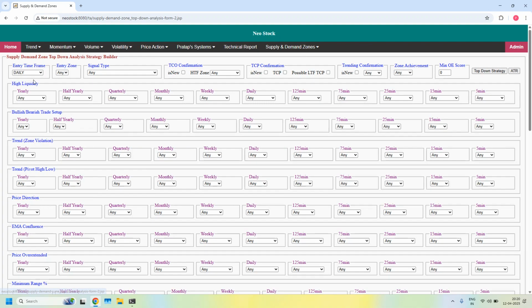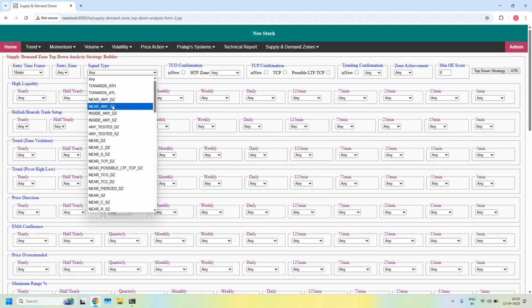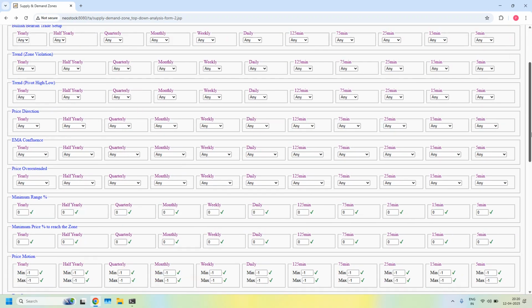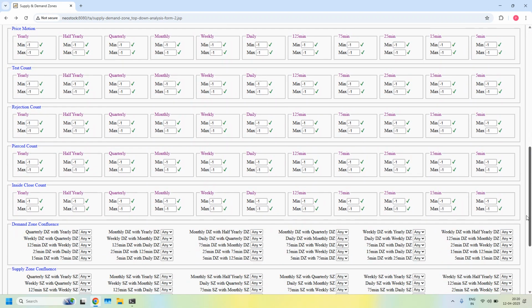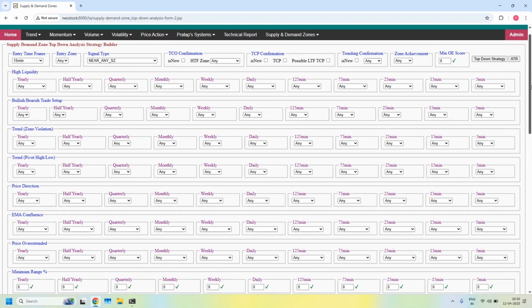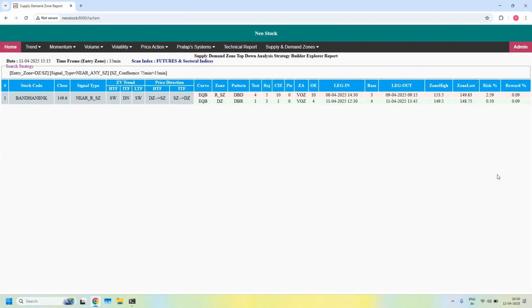Okay, next 15 minutes time frame. Stocks near 15 minutes supply zone. We got 2 stocks. Let us verify the zone confluence on these 2 stocks, that is 15 minutes and 75 minutes supply zone confluence. With this filter, out of 2, we got 1 stock.